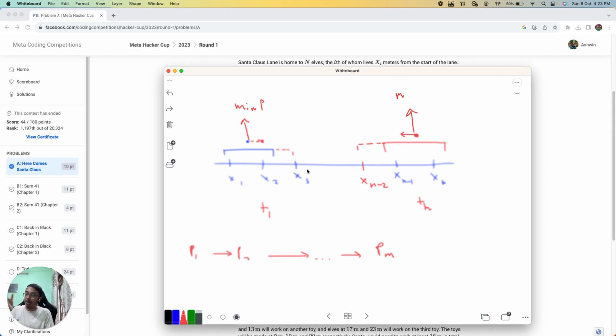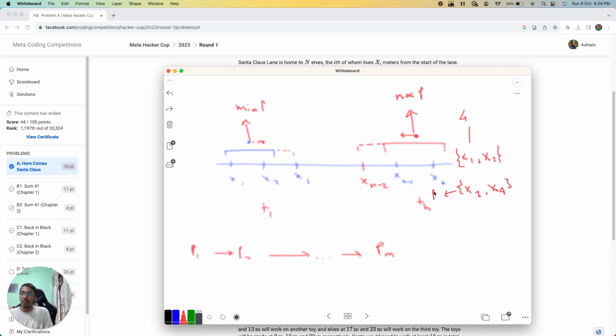So the minimum possible position for this point is only when the first two are in the same group. Similarly, the maximum position for this point is if the last two are in the same group, right? So if there are four elves, then obviously I can assign x1 and x2 to the same group and x3 and x4 to the same, and then find the distance.